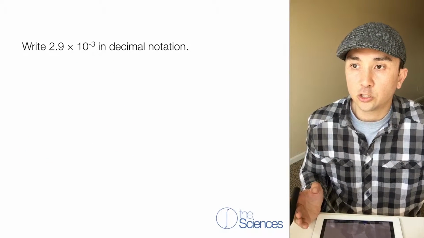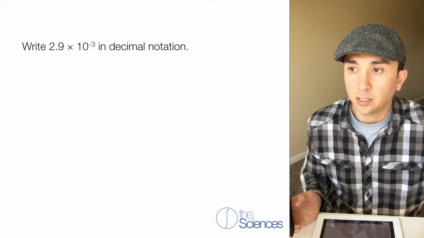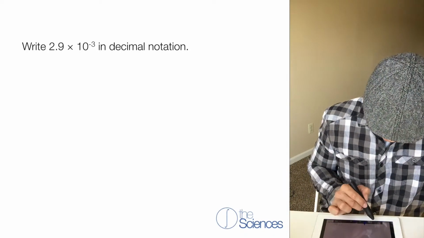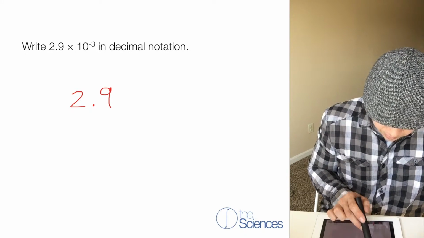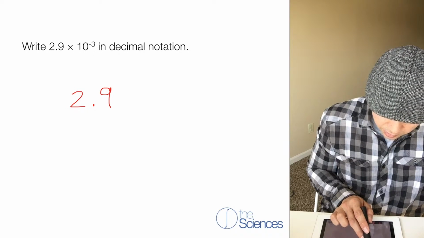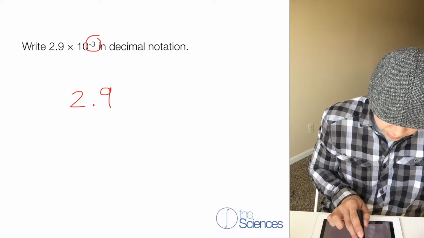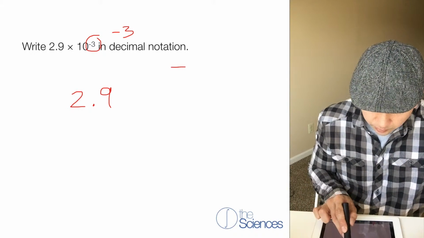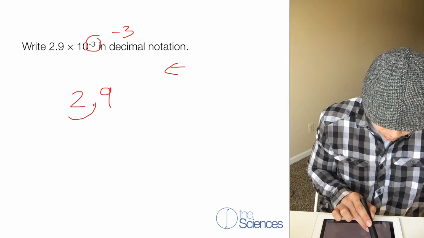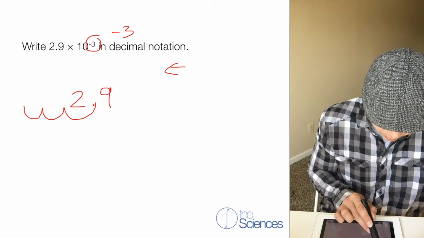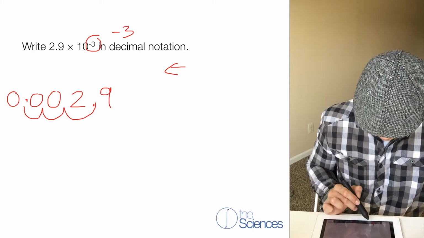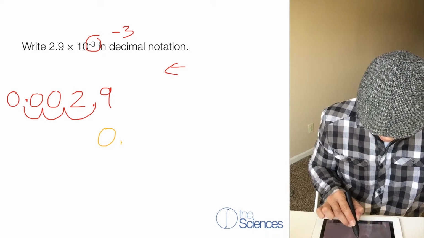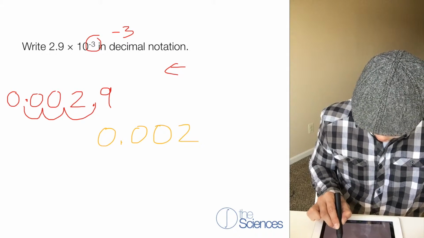So now let's write 2.9 times 10 to the negative 3rd power in decimal notation. So we're going to write 2.9, and then because our exponent is negative 3, that means we're going to go 3 places to the left. So we're going to go 1, 2, 3. And we can fill in the places with zeros. So that's our answer. Our answer is 0.0029.